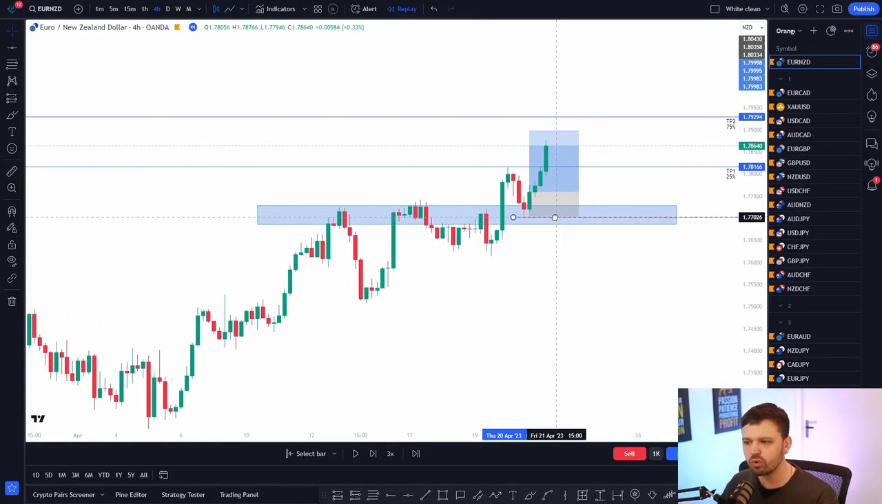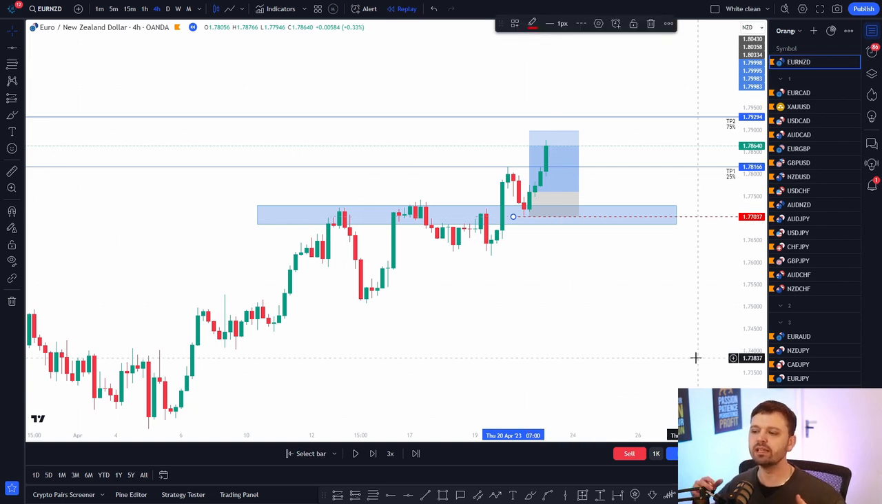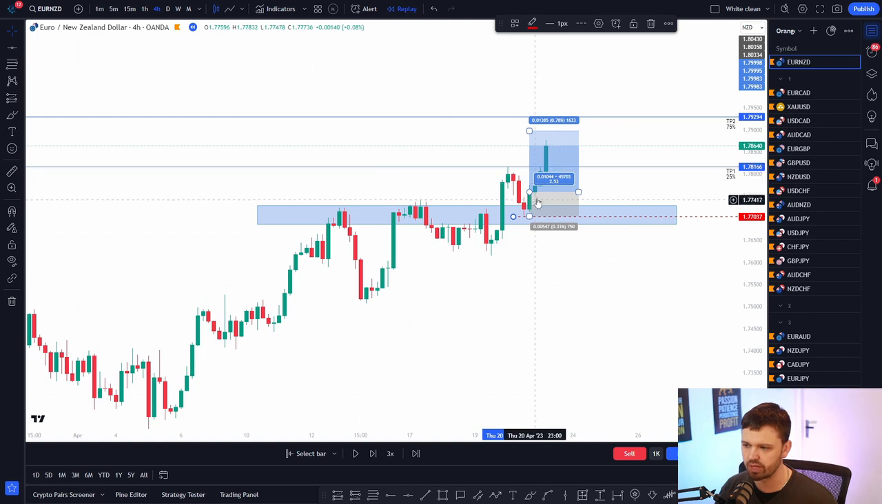But can we make the system better? Can we get very high risk to reward setups with something like this?